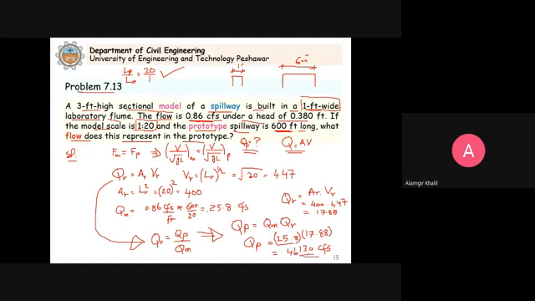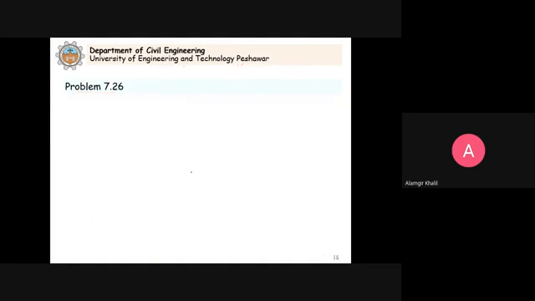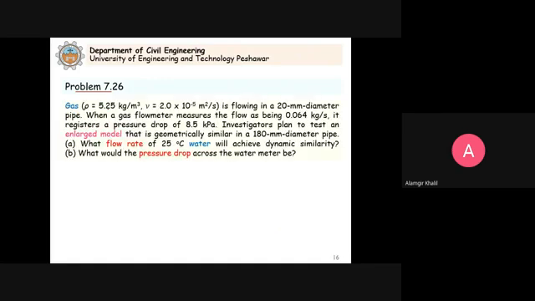This is the answer. So you can see here that the scale ratios are very helpful in analyzing the problems. Clear? That's why the full table is given in your textbook, to highlight its importance. Now the next problem is problem 7.26.